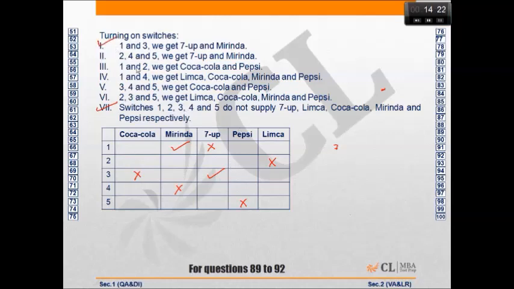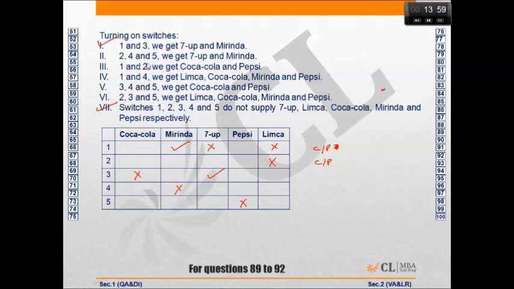Now let's look at the others. This is where I got stuck. 1 and 2 give us Coke and Pepsi. So out of the two, 1 will give Coke, 1 will give Pepsi. So this one ring is definitely either Coke or Pepsi. Between 1 and 2, 1 is either Coke or Pepsi. That means 1 cannot be giving me Limca. That is good.